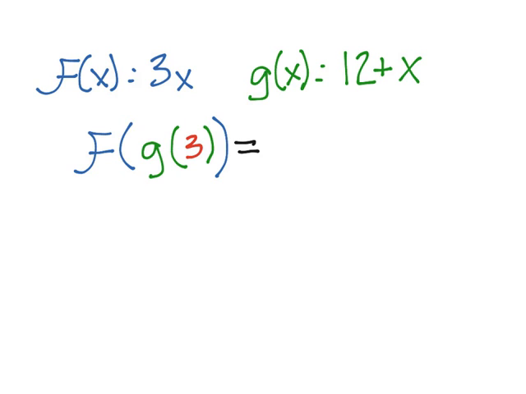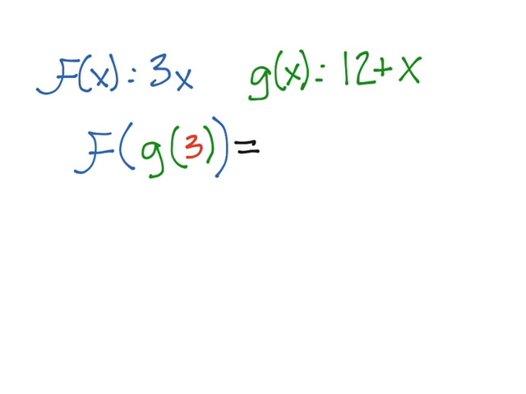Here's our next example. In this case, we're going to work with the same two expressions, f of x equals 3x and g of x equals 12 plus x. But now, the function we're being asked for, instead of being f of g of x, is f of g of 3. What we're looking for now is to insert the value of g of 3 into the function of f. In order to do this, we'll look at two different methods.